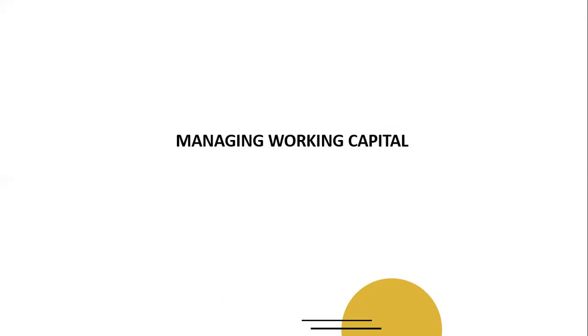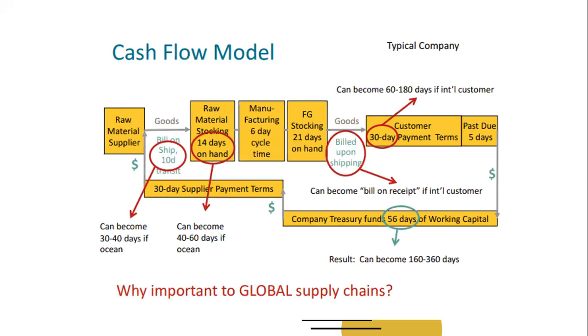And if they don't have cash, they can't make their payments and all sorts of issues. In many, many cases, it's not that companies are not profitable, it's just that they run into serious working capital issues. So very important for companies to manage their cash. Now, let's talk about global supply chains. As we know, there are so many different parties involved. And this is just a cash flow model of a typical company.